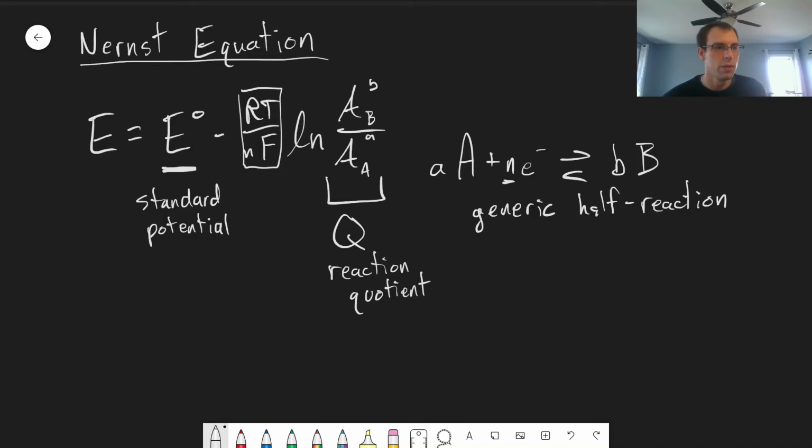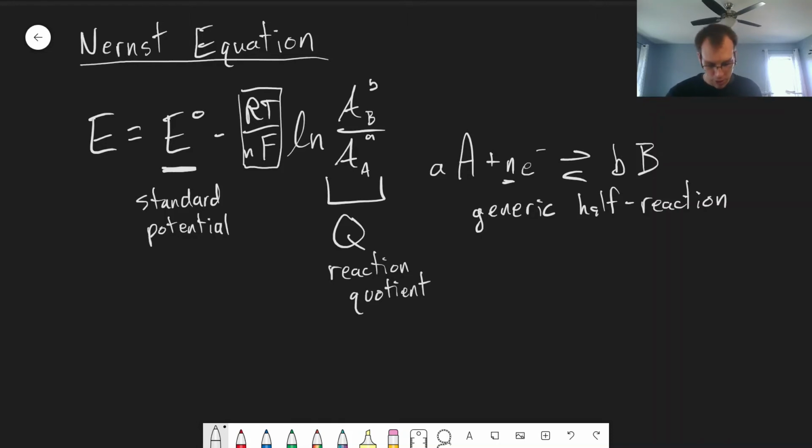And so what this is saying is that the concentrations, or again, more accurately, the activities of A and B will affect the potential. All right, so if A and B are activities of 1, then this whole second term goes to 0, and the potential will be the standard potential. But under normal conditions, that's not the case.